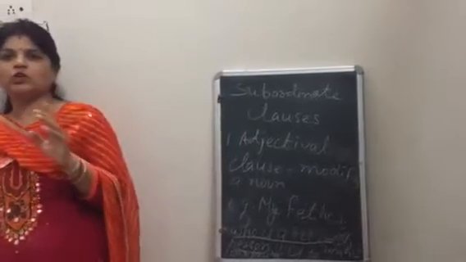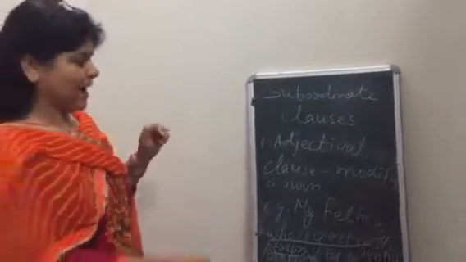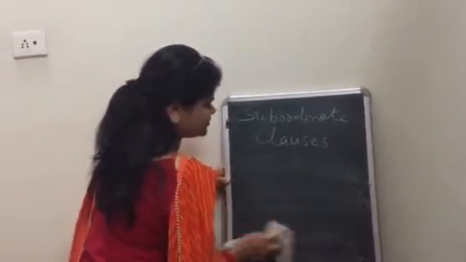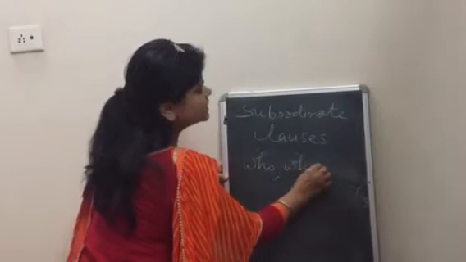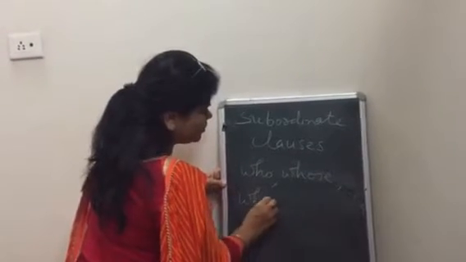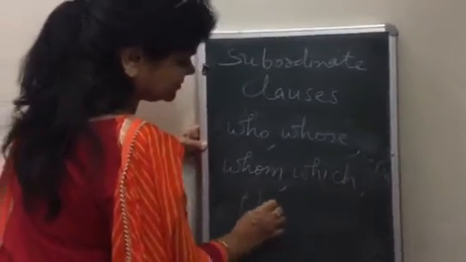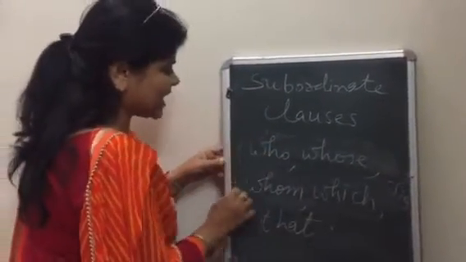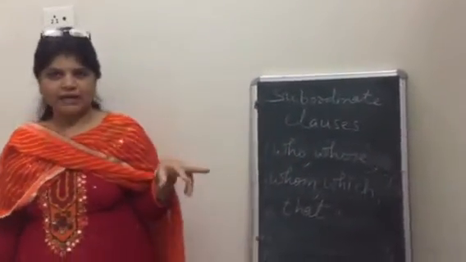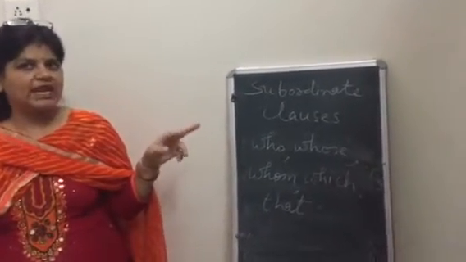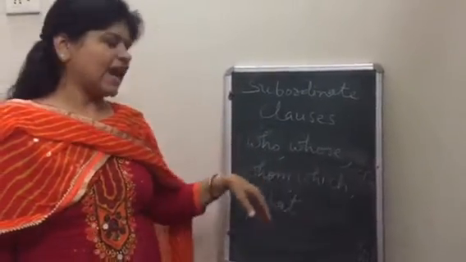It's very easy to identify an adjectival clause. You have to keep some indicators in mind. The indicators are who, whose, whom, which, and that. These are the relative pronouns that are used in adjectival clauses. I repeat, the relative pronouns used in adjectival clauses are who, whose, whom, which, and that.